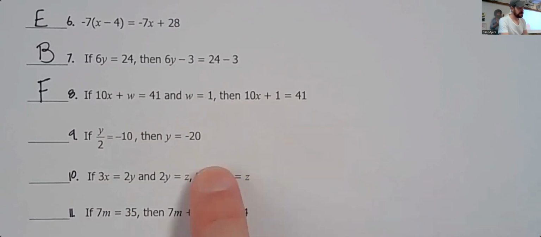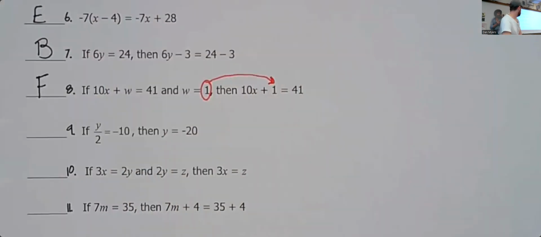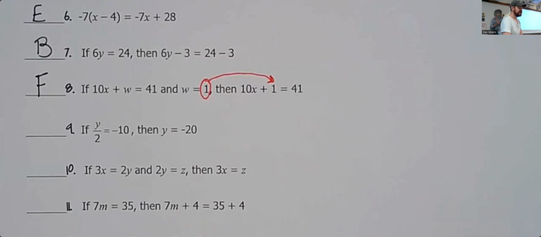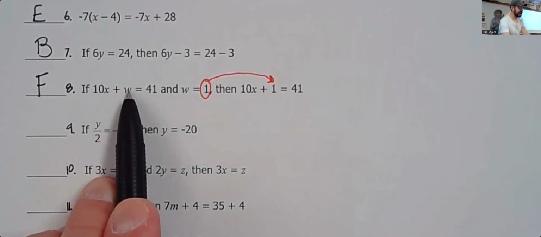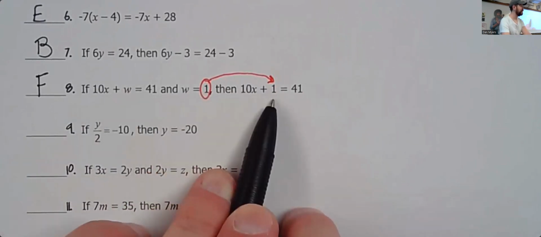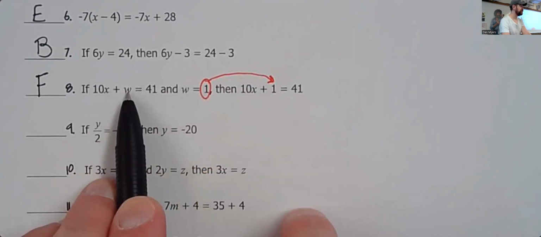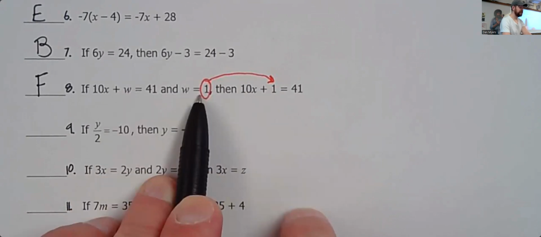So what happened is this one plugged in for W right there. So that is substitution. This W went away and was replaced by the number 1 in the first equation. So this W here was swapped out for the value of W here, which is 1.